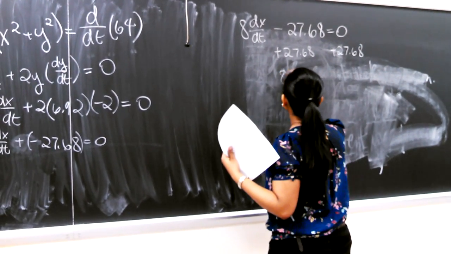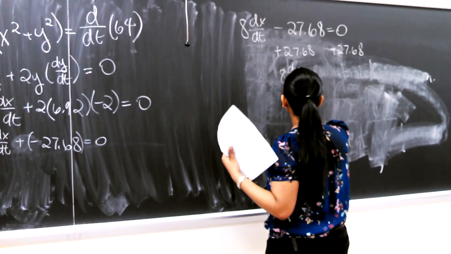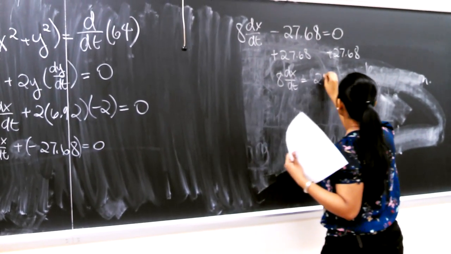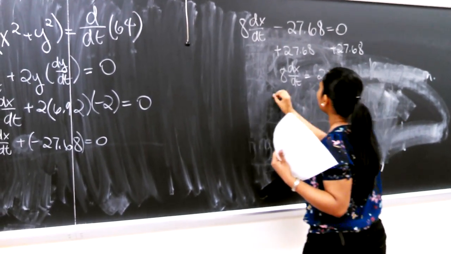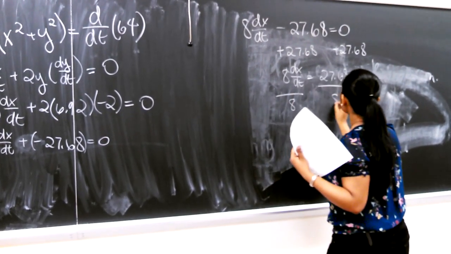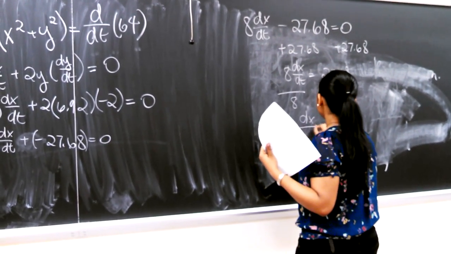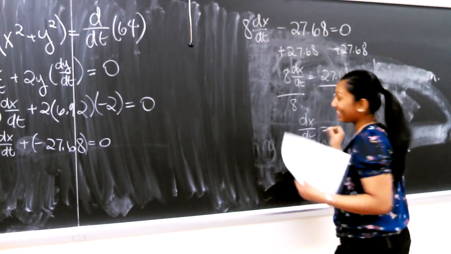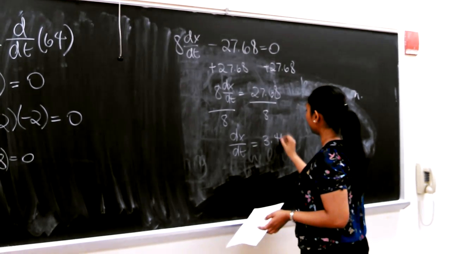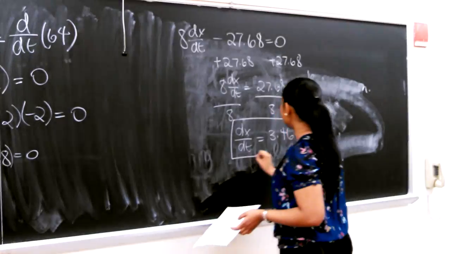That's going to give us 8 dx/dt equals 27.68. Divide the 8 on both sides. We found dx/dt equals 3.46. And that is our answer.